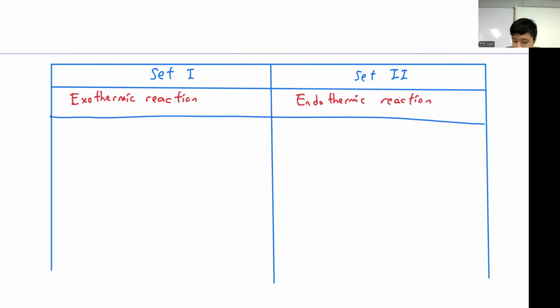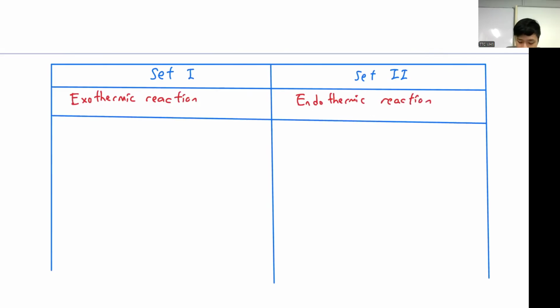If you feel it's too long already, set one, set two. Set one, exothermic reaction. For compare, normally you draw a table. Set two, endothermic reaction. This one is one mark. Then another mark is temperature of reaction increases.